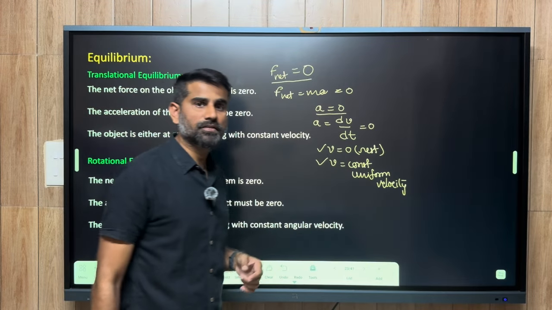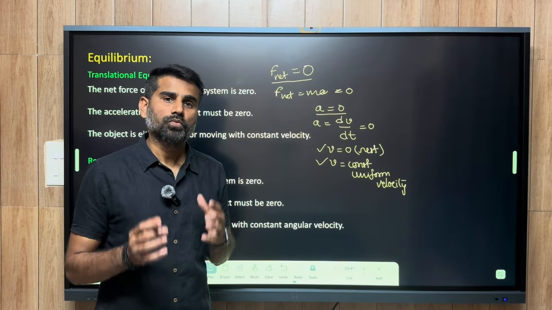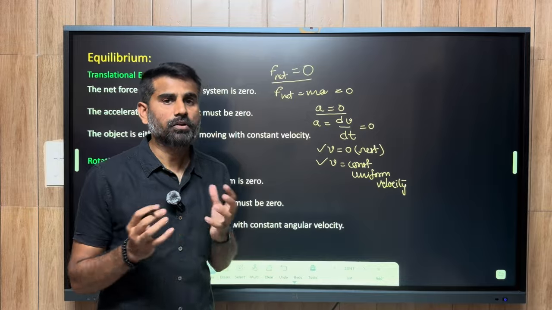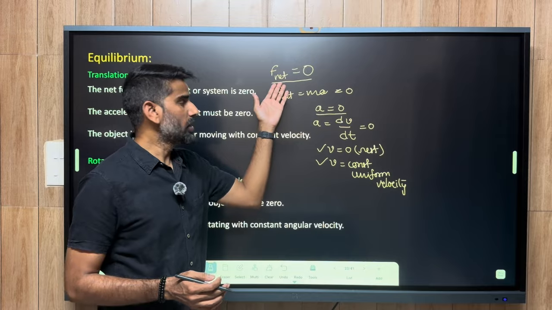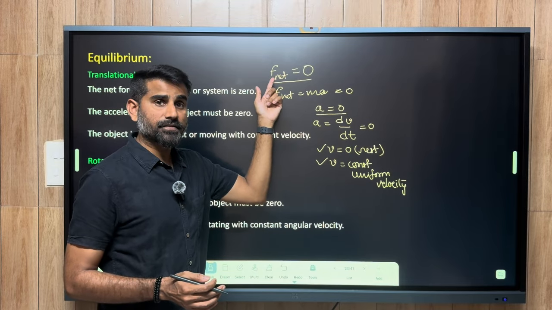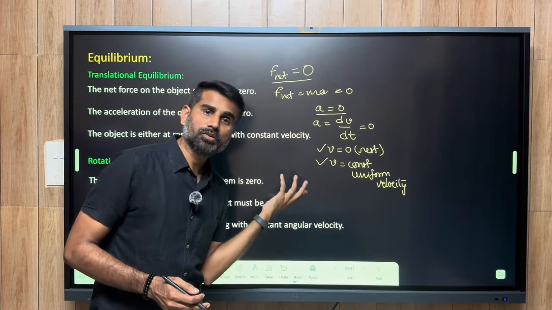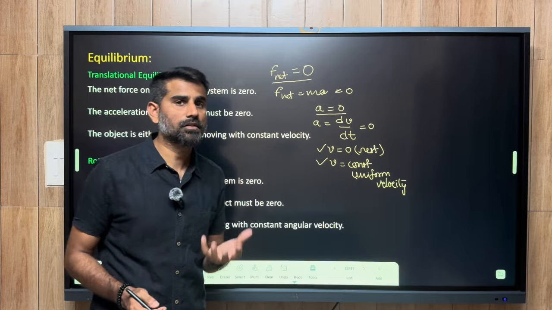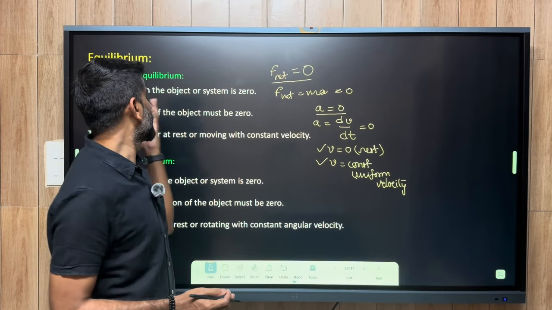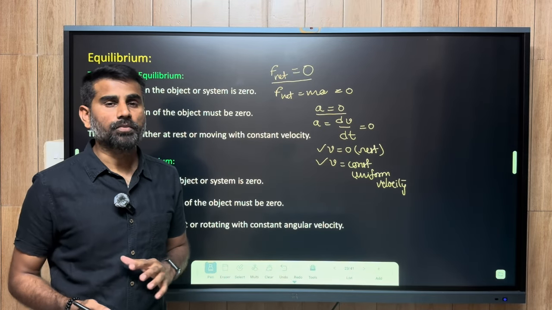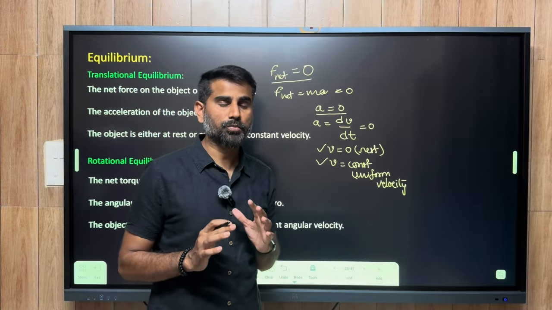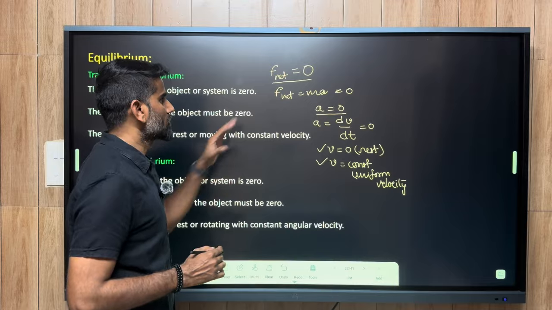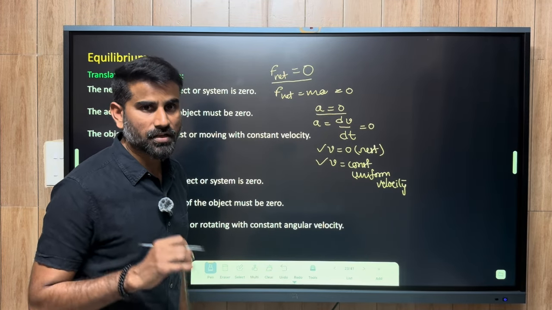So these are the points which we use to identify whether the system or the particle or the body is in translational equilibrium or not. If the body has net force 0, then the body is said to be in translational equilibrium. If the body is moving with uniform velocity, then also we consider the body to be in translational equilibrium. Hope the points that I have discussed are clear to you. So this is about translational equilibrium.